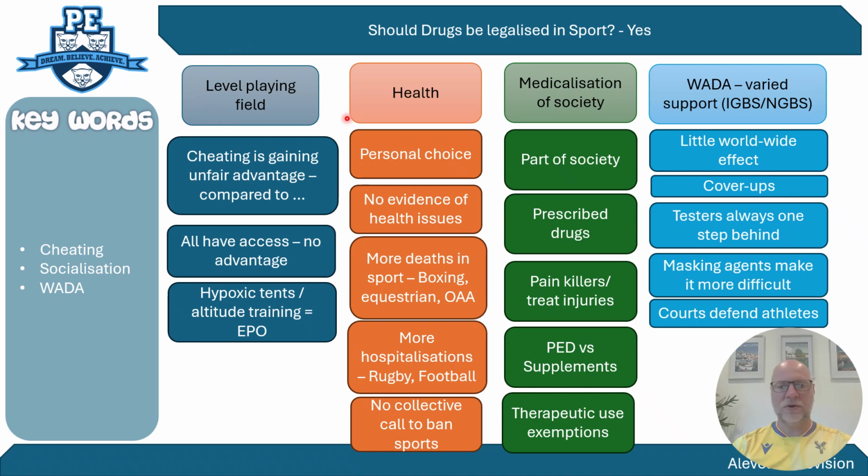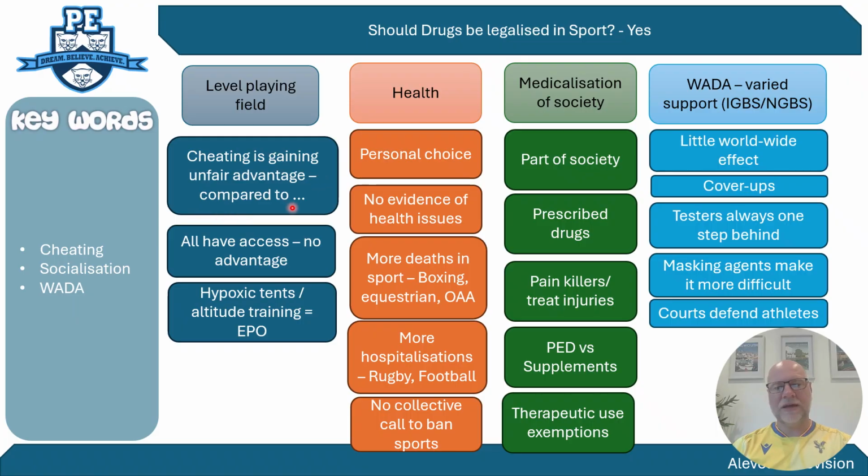There's loads of reasons why it should be banned, and there's loads of reasons why it should be allowed. So knowing a good range of arguments plus examples will always be helpful. Firstly, it levels the playing field. Cheating is basically an unfair advantage, and if you legalize drugs, it can mean that athletes who don't have access to technologies can still gain an advantage. So cheating in this sense is essentially gaining an unfair advantage.